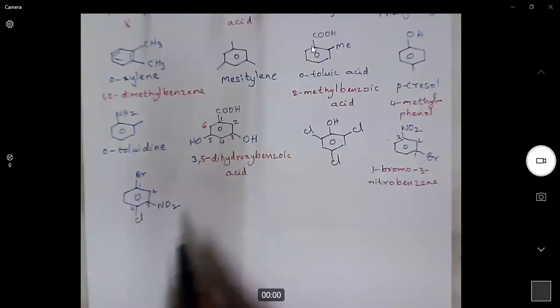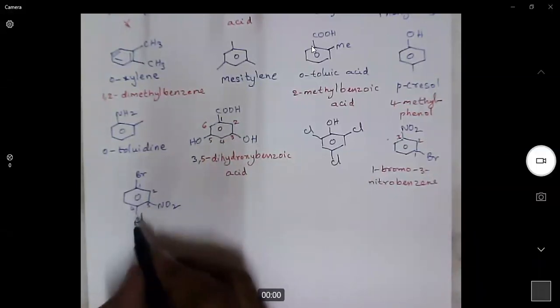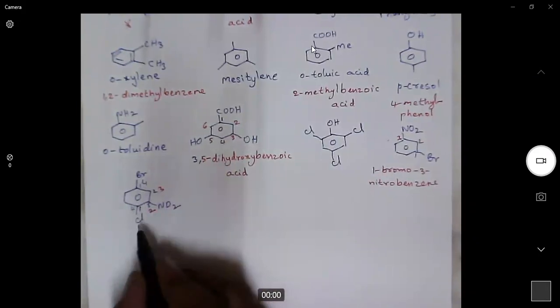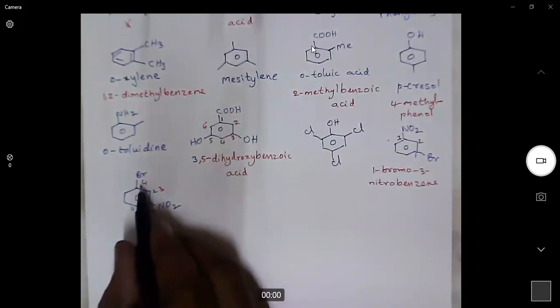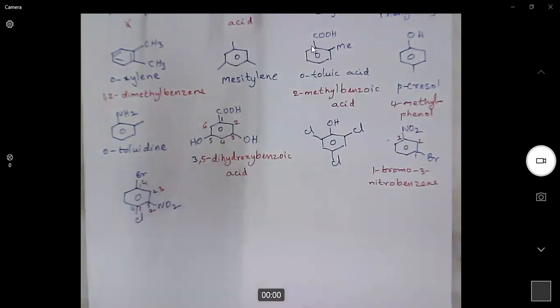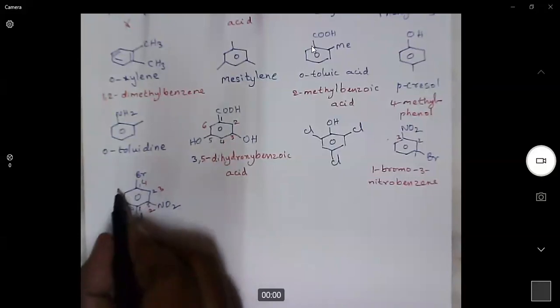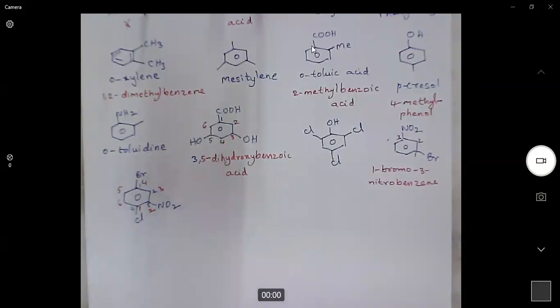But try in another way. Give numbering like this: 1, 2, 3, and 4. Now count: chlorine at 1 position, nitro at 2 position, so 1 plus 2, and bromine at 4th position, 1 plus 2 plus 4. In this case, we will get 7. The total sum, 1 plus 2 plus 4, becomes 7. So 7 is less than 8. That is how we need to give numbering, the lowest sum rule.